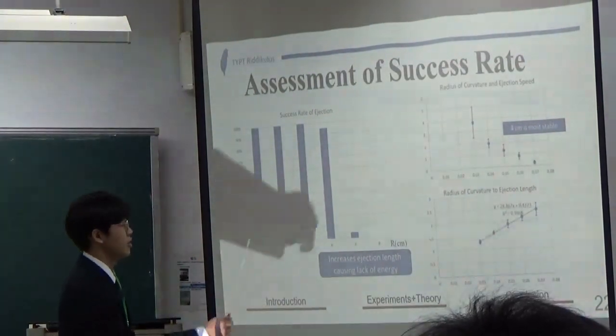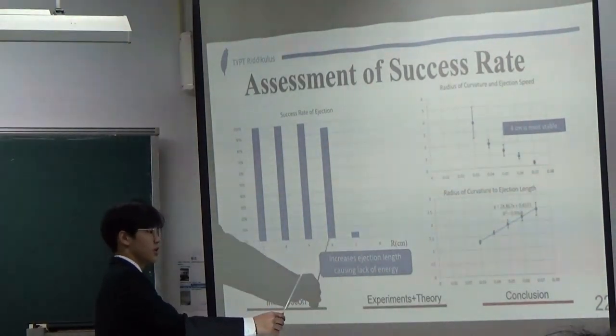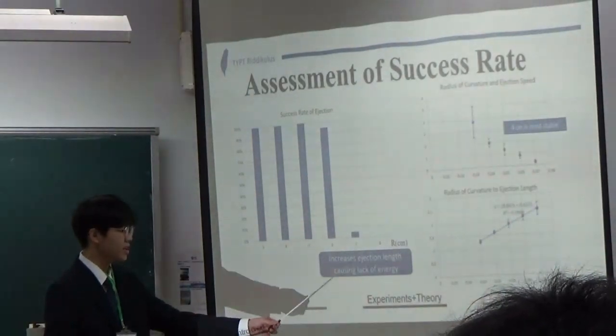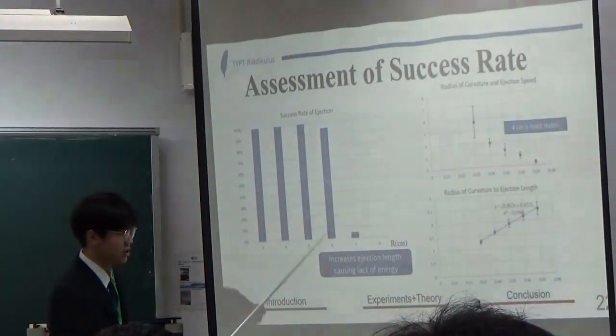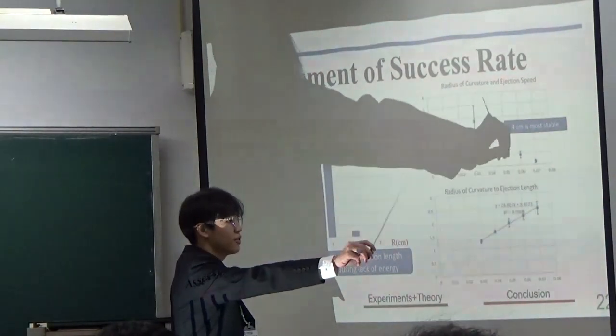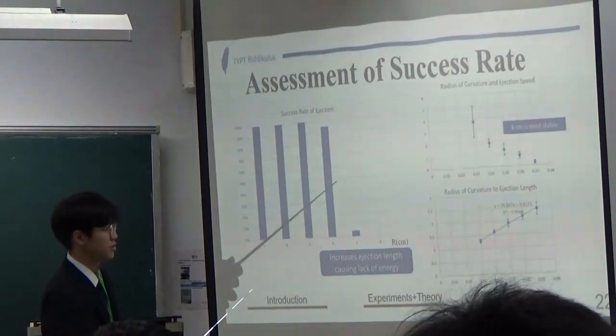And this is the assessment of success rate. As you can see, when the radius of curvature goes to 7 or 8 cm, the increased ejection length causes a lack of energy, so it will get stuck in the bend. And from the error bars in our experiment, we can see that 4 cm is the most stable. So we will use 4 cm for our next experiment.